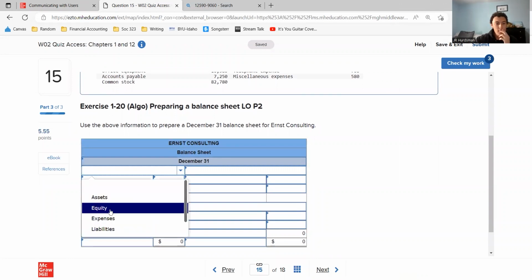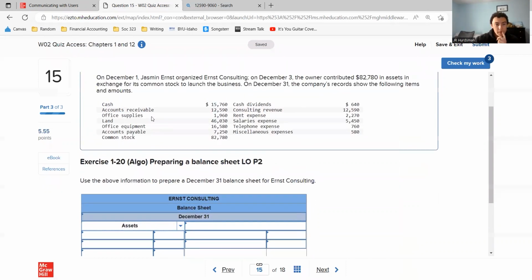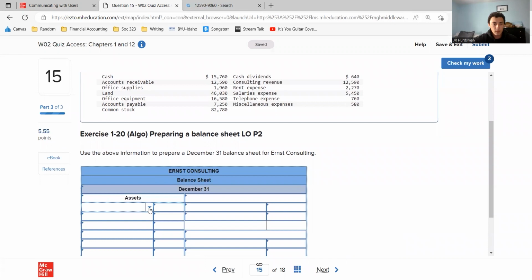Sweet. And if you remember, on the top left, we have our assets. Assets basically are just resources a company owns or controls. And so we'll come up here, we'll be like, all right, they own cash. They also have account receivables, office supplies, and land, and oh, office equipment, I believe, because these are all things that the company owns. And so we'll put all of those in there.